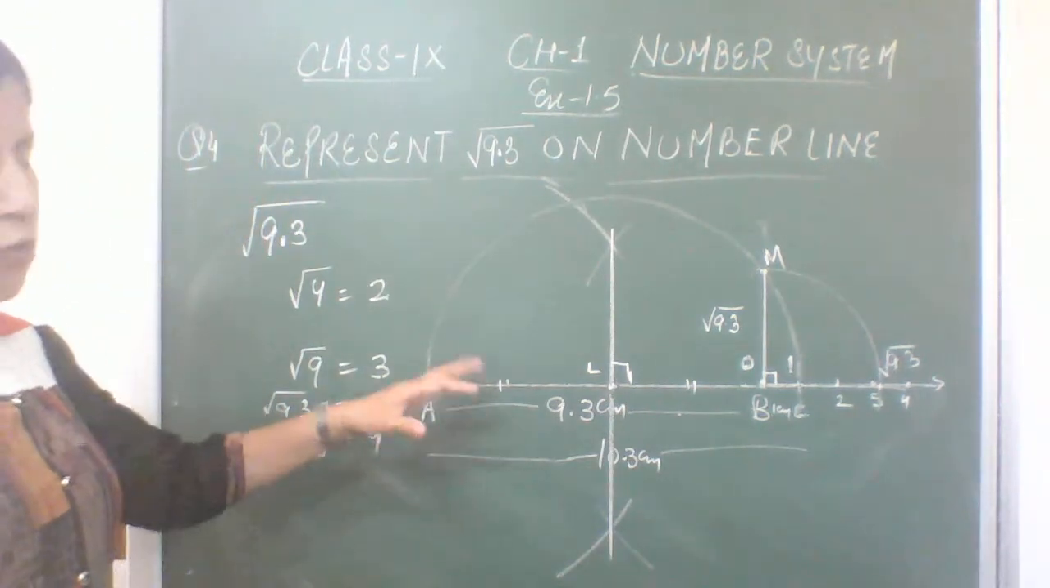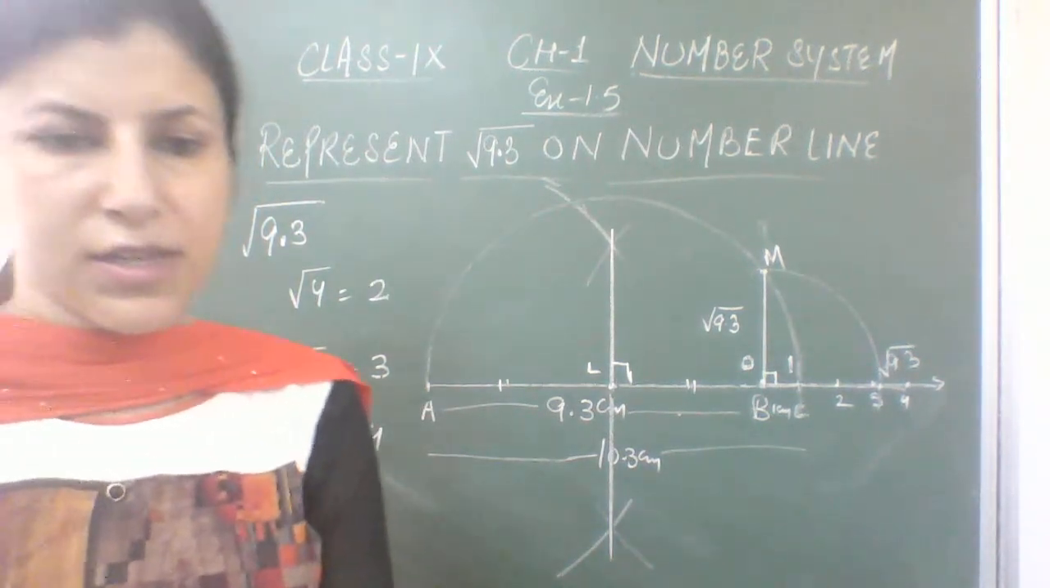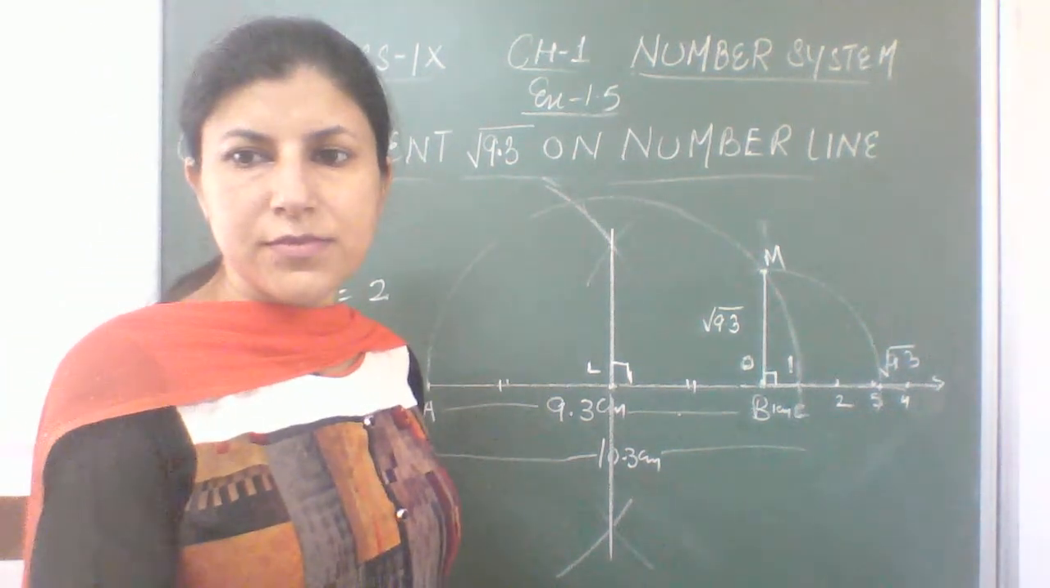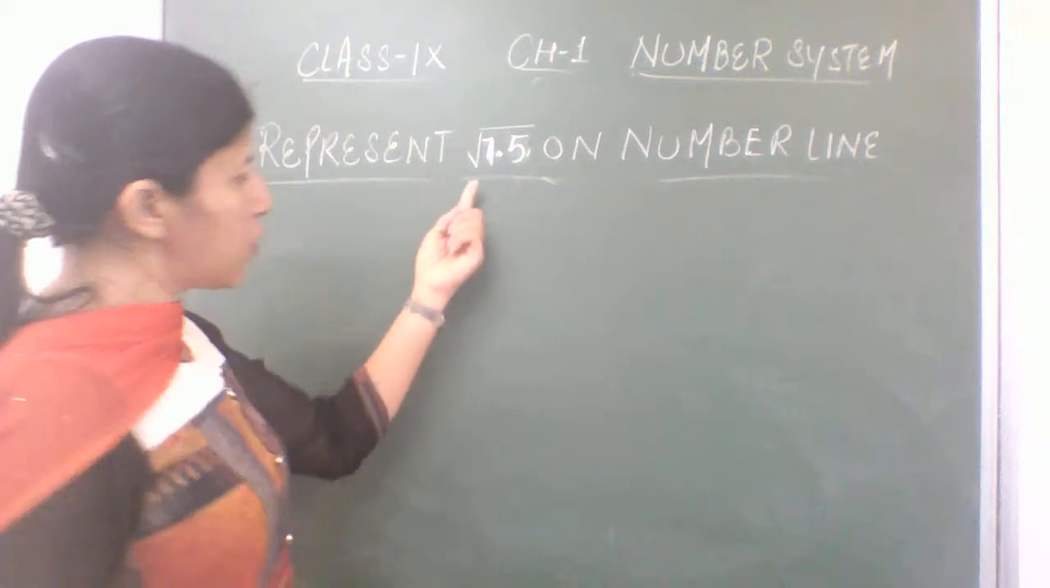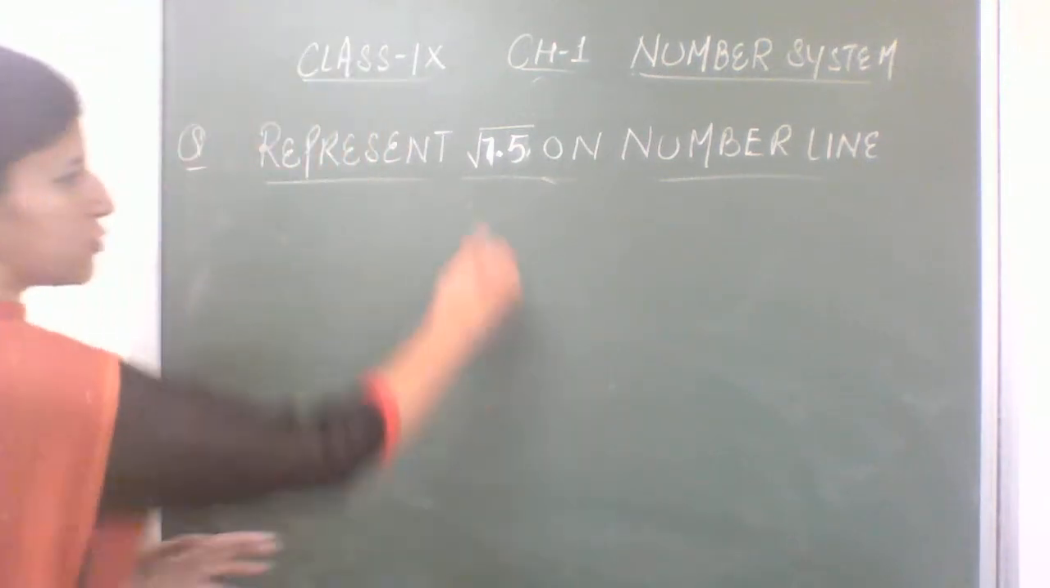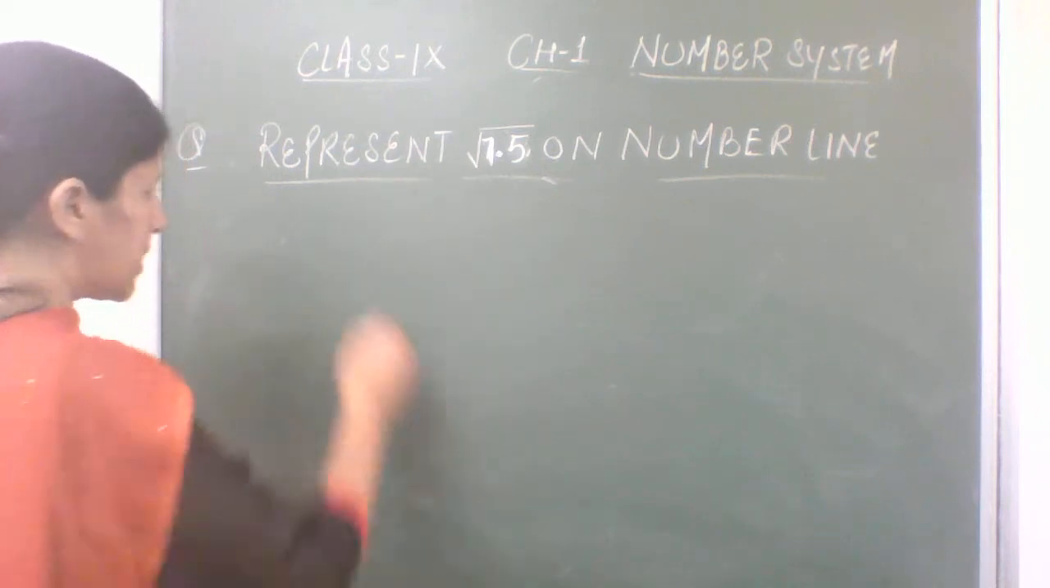Let's take one more question. Then I will give you its justification also, right? Now next is plot root 7.5 on the number line. First tell me between which two numbers root 7.5 will lie.